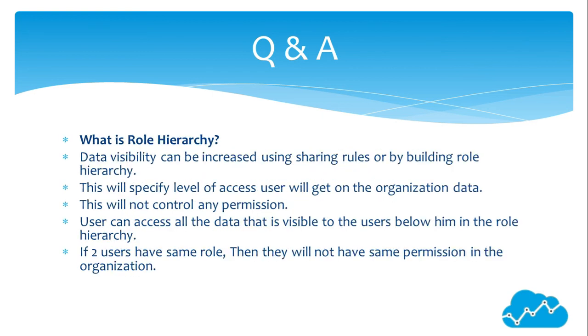What is role hierarchy? Data visibility can be increased using sharing rules or by building a role hierarchy. This will specify the level of access a user will get on the organization data. This will not control any permission. A user can access all the data that is visible to the users below him in the role hierarchy. If two users have the same role, then they will not necessarily have the same permission in the organization.